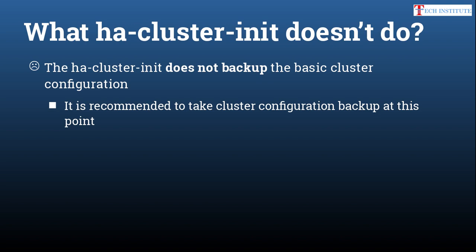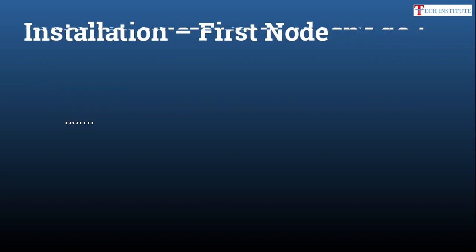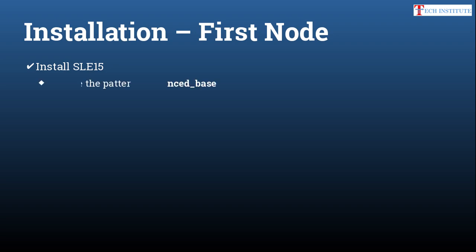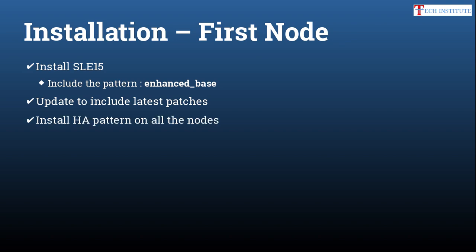Now you cannot directly run this ha-cluster-init script. For that, first you need to set up your first node. For doing that, you install SUSE 15 or openSUSE 15, and you include the pattern called enhanced base, and then you update the OS to the latest patch level. And once it's done with that, you install the HA pattern, that is ha_sles. So you use the command zypper in -t pattern ha_sles.